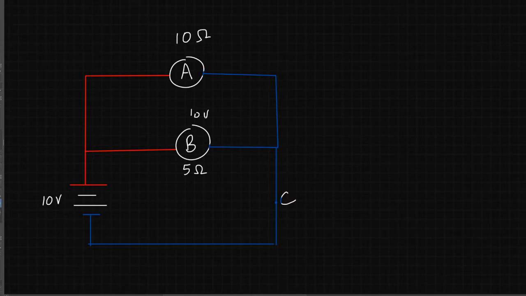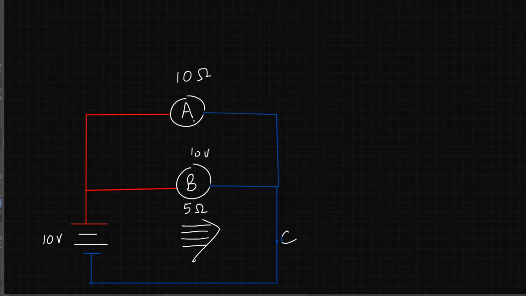So let's think about this. This one is a relatively low resistance, which means it's easy to get current through. So I'm going to call that one 4 arrow tails. It's easy to get current through bulb B because it's low resistance, 5 ohms. Bulb A has twice the resistance, twice the ohms, so I don't expect to get as much current flow. I expect to only get 2.